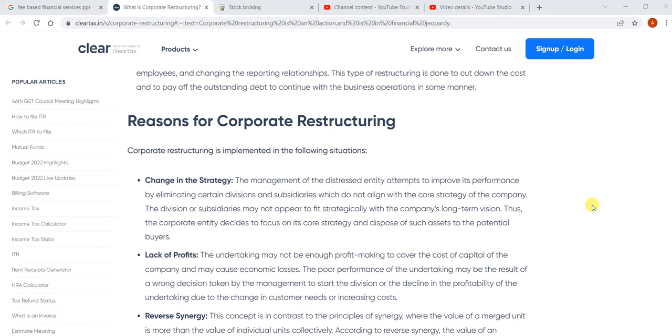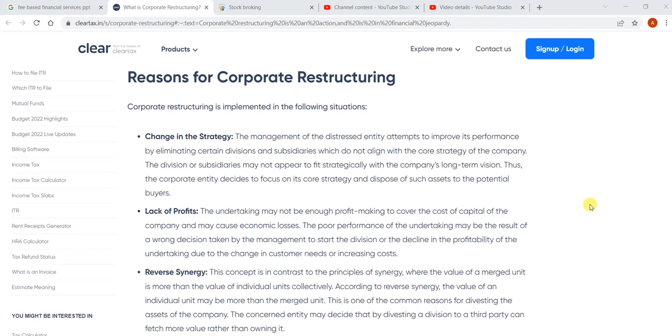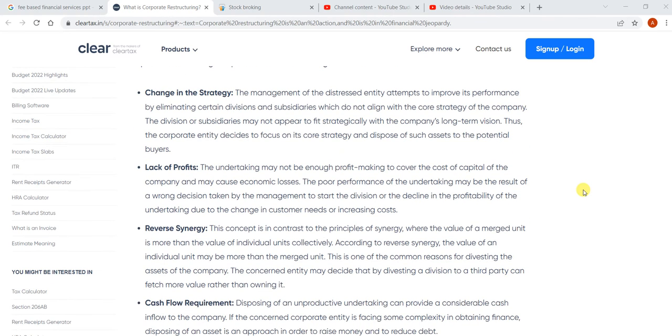Some reasons for corporate restructuring. Corporate restructuring is implemented in the following situations. Change in the strategy. The management of the distressed entity attempts to improve its performance by eliminating certain divisions and subsidiaries which do not align with the core strategy of the company. The divisions or subsidiaries may not appear to fit strategically with the company's long-term vision. Thus, the corporate entity decides to focus on its core strategy and dispose of such assets to the potential buyers.